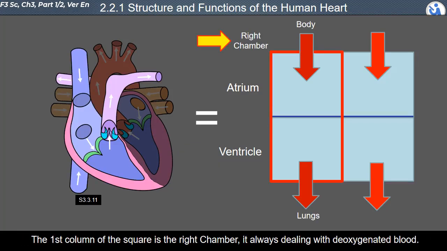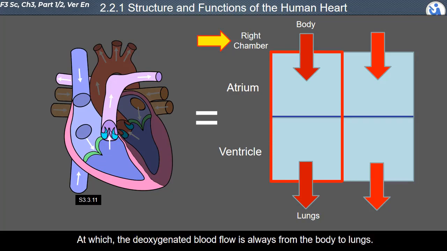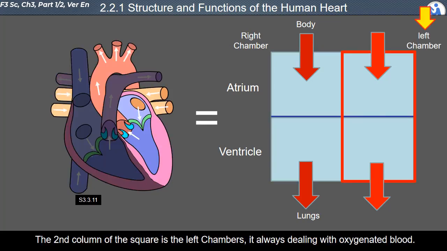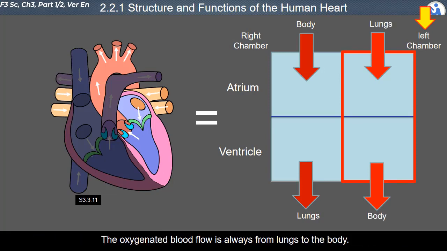The first column of the square is the right chamber. It always deals with deoxygenated blood, in which the deoxygenated blood flow is always from the body to the lungs. The second column of the square is the left chamber. It always deals with oxygenated blood. The oxygenated blood flow is always from the lungs to the body.